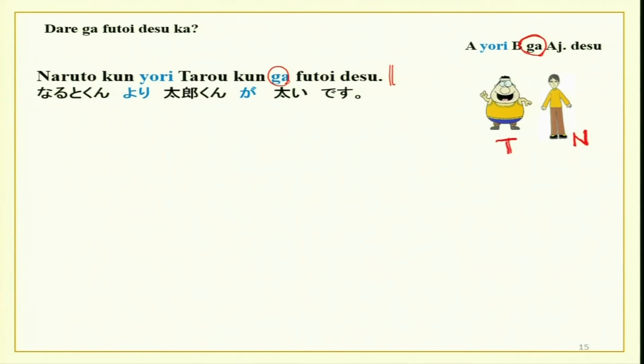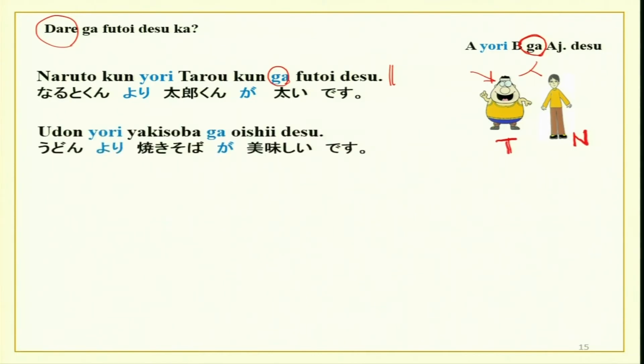Dare ga futoi desu ka? Why? Because we are talking about people. So it has to be dare. Dare ga futoi desu ka? So Naruto kun yori Taro kun ga futoi desu. Or you can say kono hito ga futoi desu. You can actually point and say kono hito ga futoi desu.